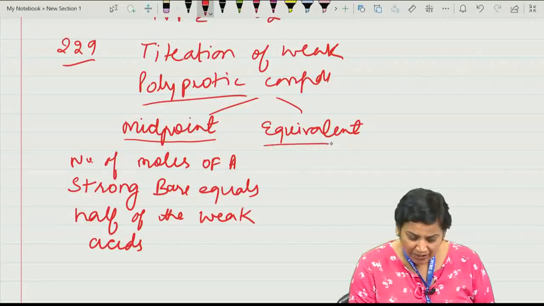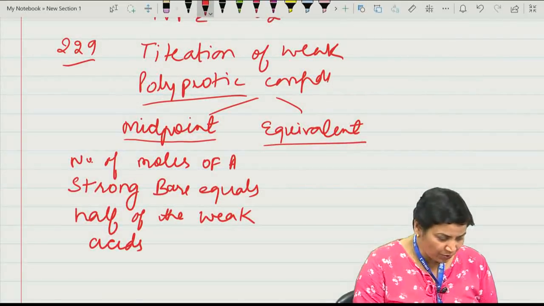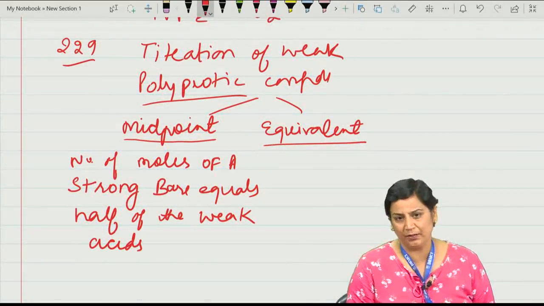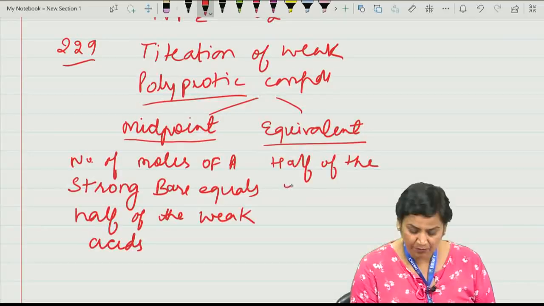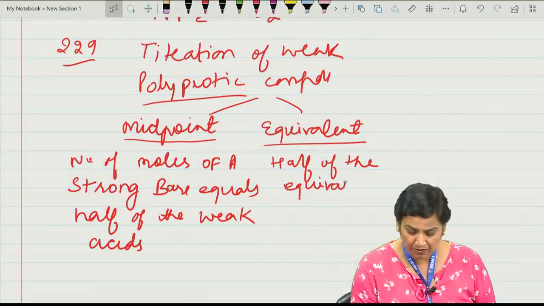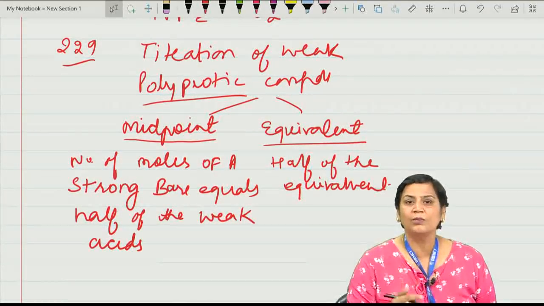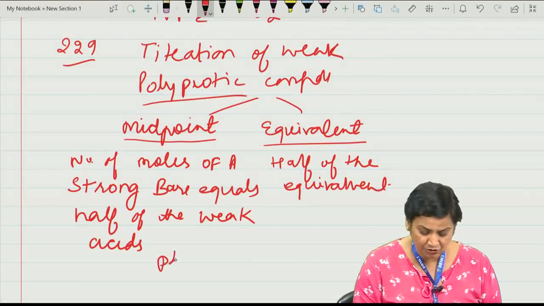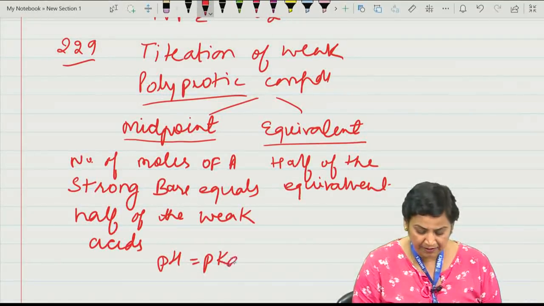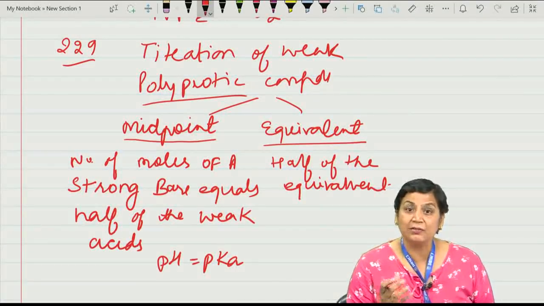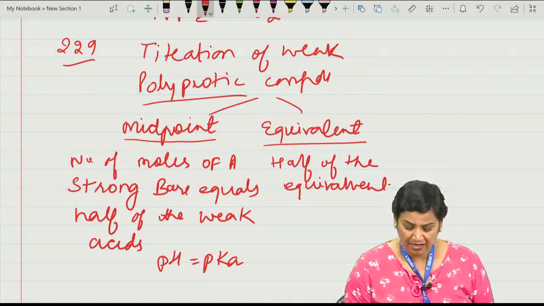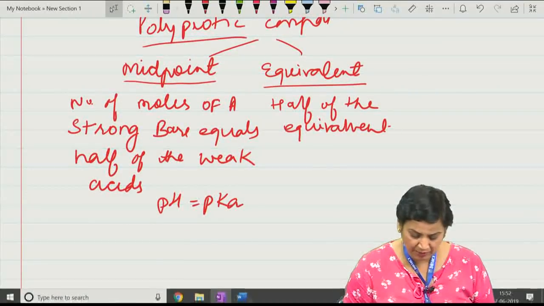And the equivalent point is what? Midpoint is half of the equivalent point. When we talk about the midpoint, obviously pH has to be equal to the pK, and buffering strength is maximum at this point. Now let's look at the options.